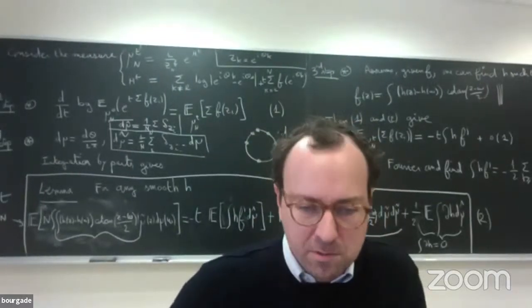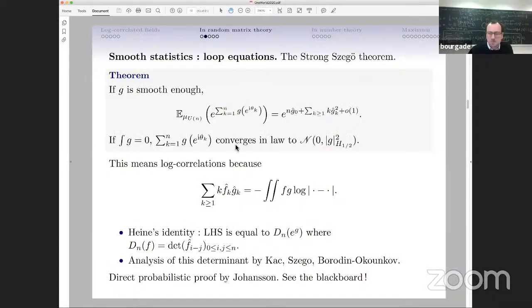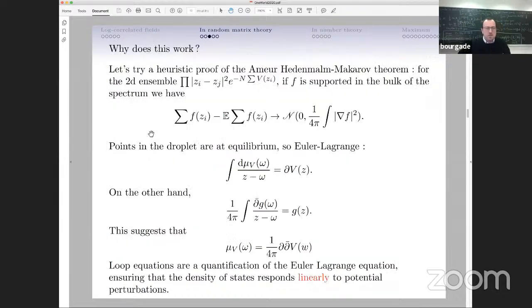Now let's share my screen again. Is the viewing okay? All right. Now I want to answer the question, why does this work? Where does this come from? To explain that, it's actually easier to do it in dimension 2. You can adapt the proof I mentioned on the circle to the Ginibre setting.